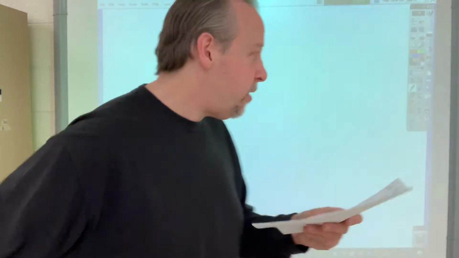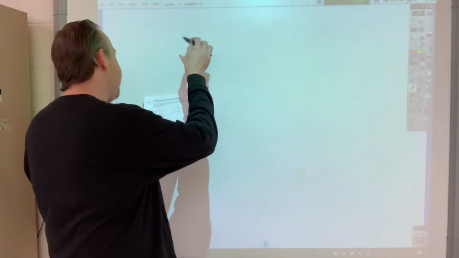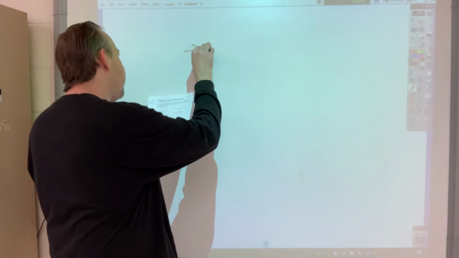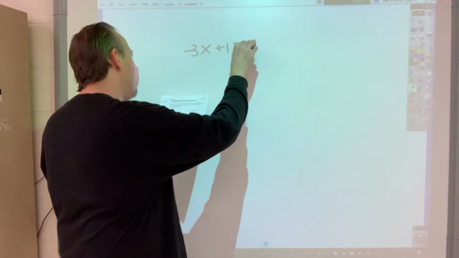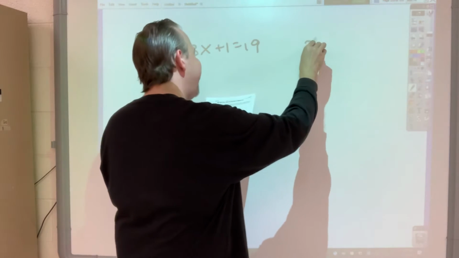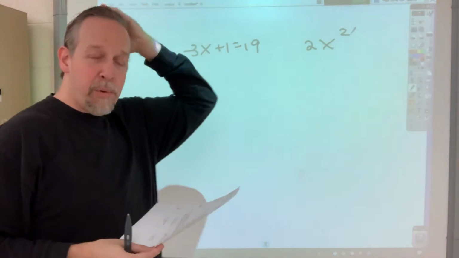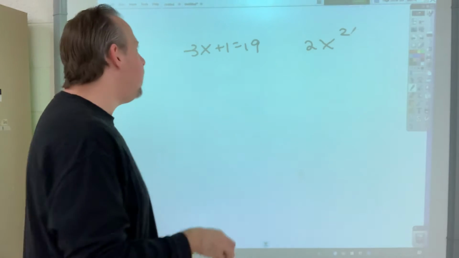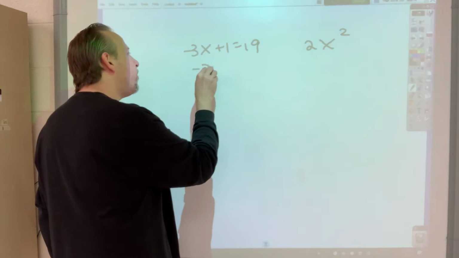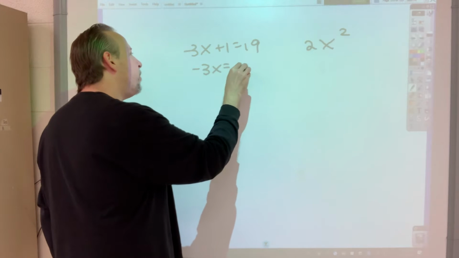Number 2 is best answered on the board. And again, if this was the one you had, that's great. If not, just follow along because it's the same method. First thing I want to do here is figure out what x is. Pretty clearly, I'm going to subtract 1 from both sides. 19 minus 1 is 18.